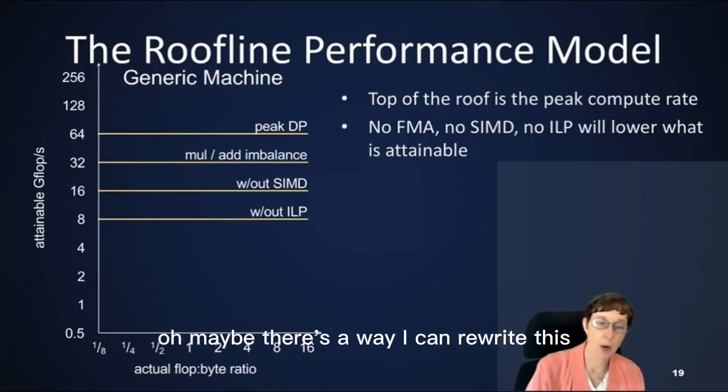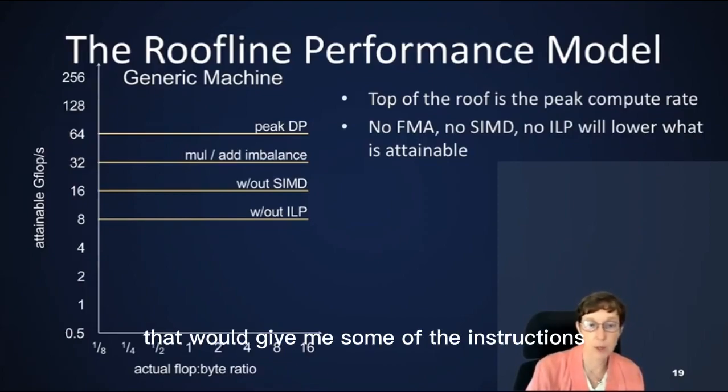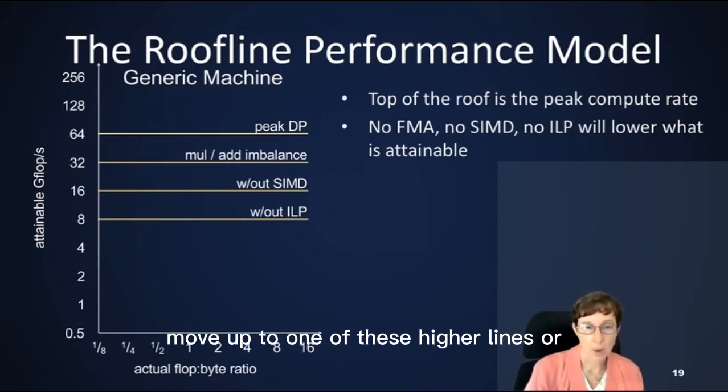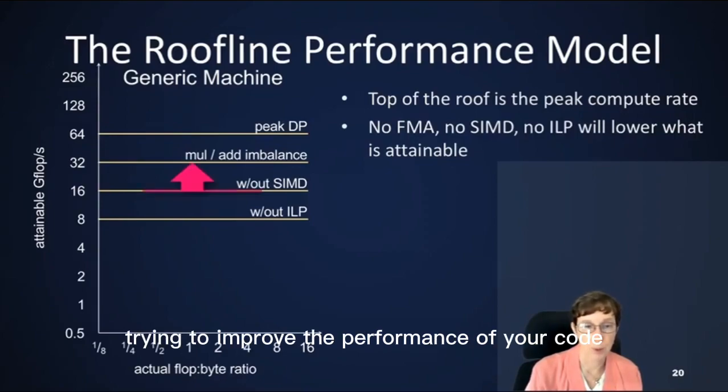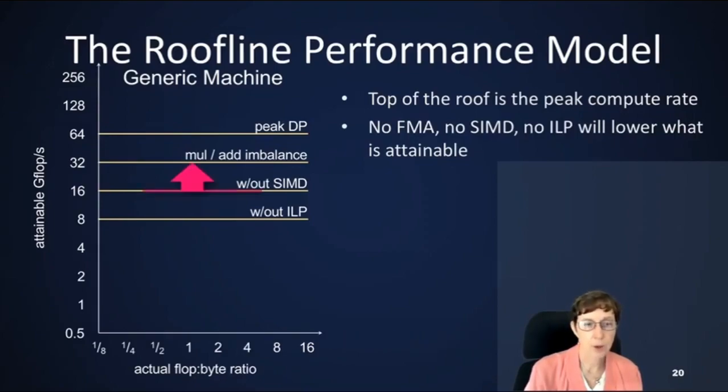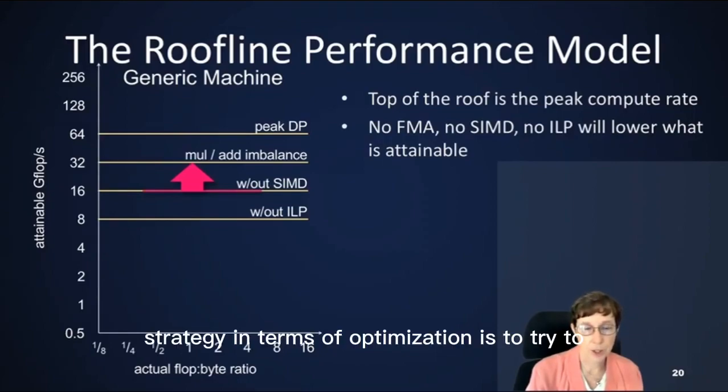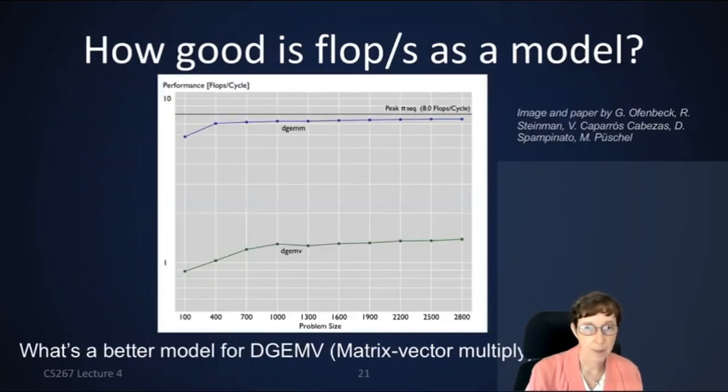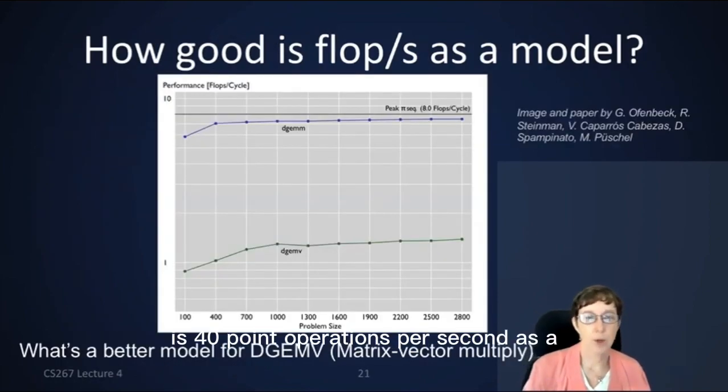And you may know that, oh, maybe there's a way I can rewrite this that would give me SIMD instructions, and then I can move up to one of these higher lines. But if not, then you're going to be limited. So once you get to that line, you can stop worrying about trying to improve the performance of your code. So your general strategy in terms of optimization is to try to move up, of course, in these lines. Now, how good is floating point operations per second as a model of performance?